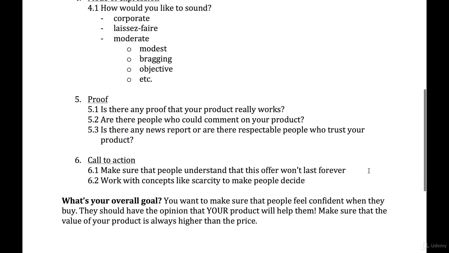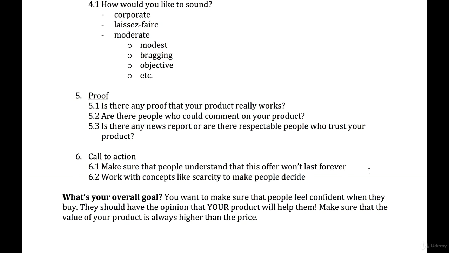Then proof. Is there any proof that your product really works? Is there, for instance, a person that can say, well, I used this product and it really made my Mac 50% faster? Then number 2, other people who could comment on your product. Basically give a recommendation. Why are they recommending it? Does it really work for them? How do they feel about the company? All of these things. And of course, you can ask people to do that for you.